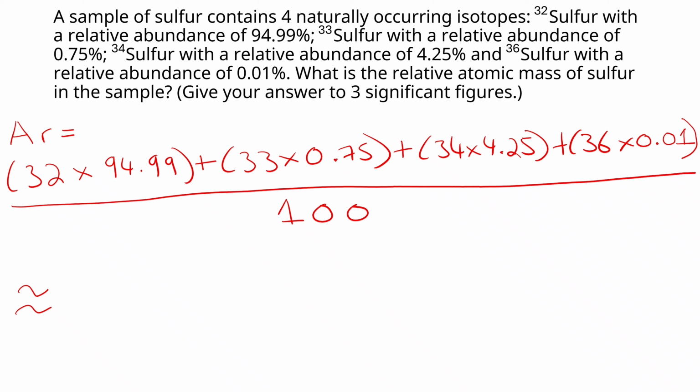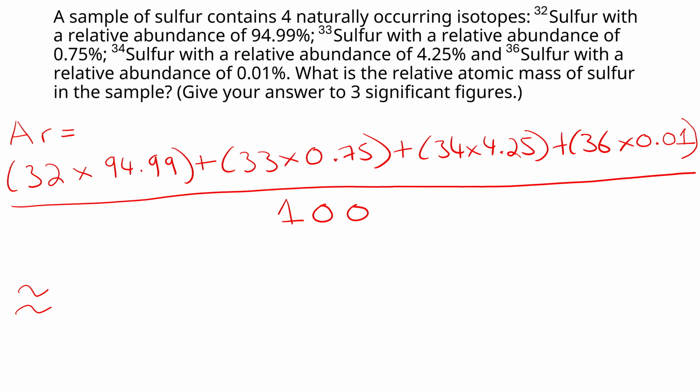A sample of sulfur contains 4 naturally occurring isotopes: sulfur 32 with a relative abundance of 94.99%, sulfur 33 with a relative abundance of 0.75%, sulfur 34 with a relative abundance of 4.25%, and sulfur 36 with a relative abundance of 0.01%. What is the relative atomic mass of sulfur in the sample? Give your answer to 3 significant figures.